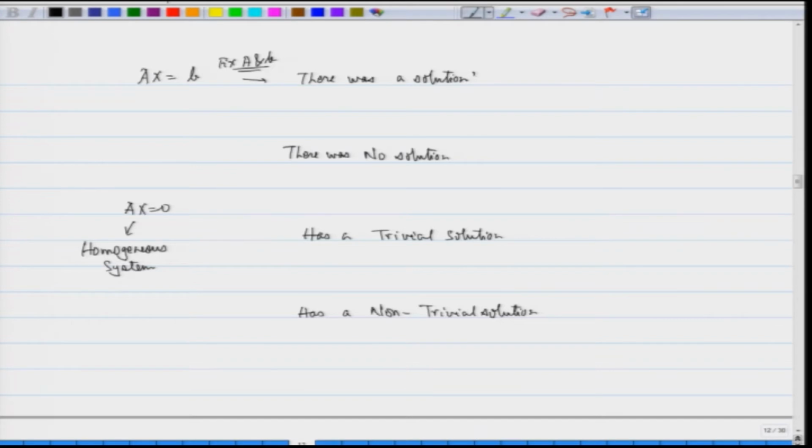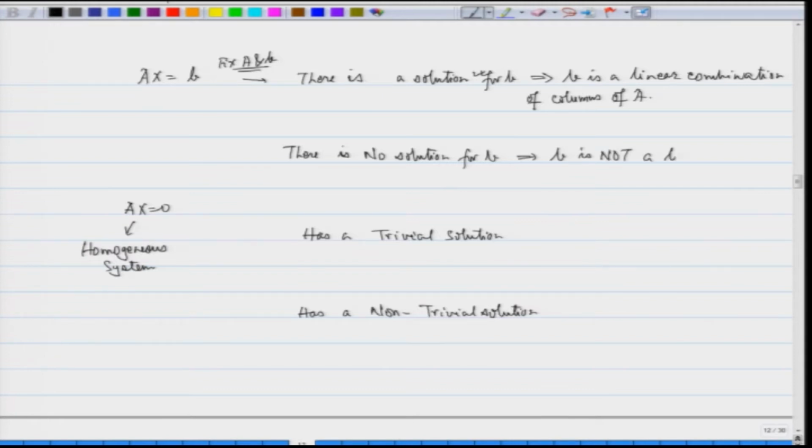So, this idea that there is a solution for B goes to the idea of saying that B is a linear combination of columns of A. There is no solution for B means that B is not a linear combination of columns of A. Is that okay?